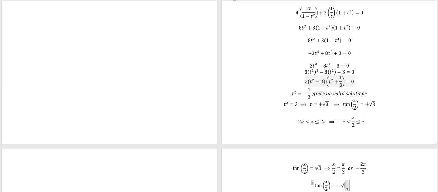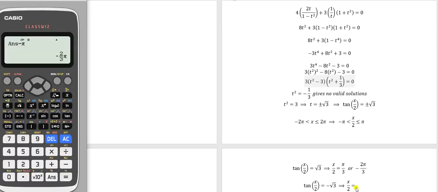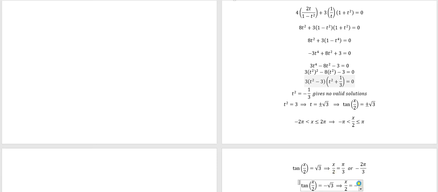For the next one, minus root 3, we can probably guess what this is going to give us. Again, to be on the safe side, don't forget your trusty calculator will help you to double check that your instincts are correct. We should be getting minus 60 degrees or minus pi by 3.